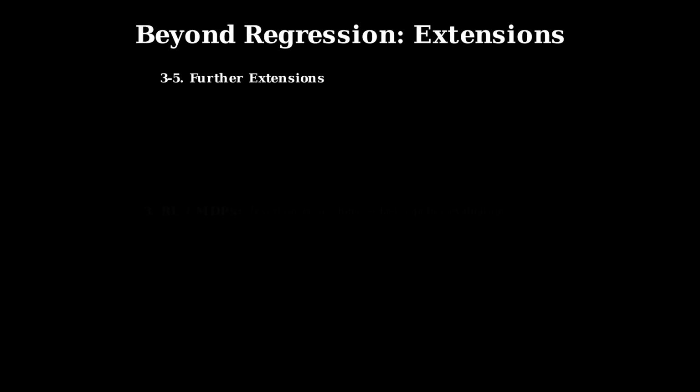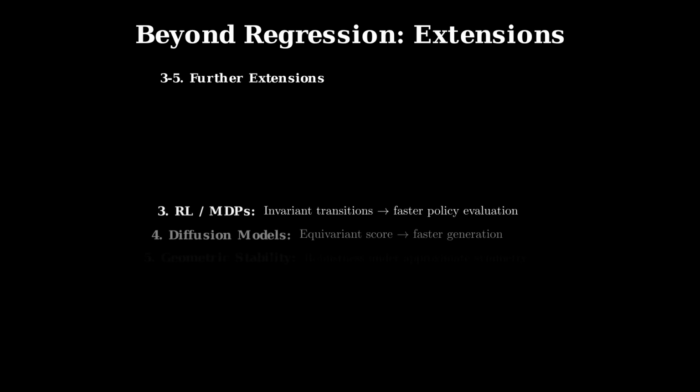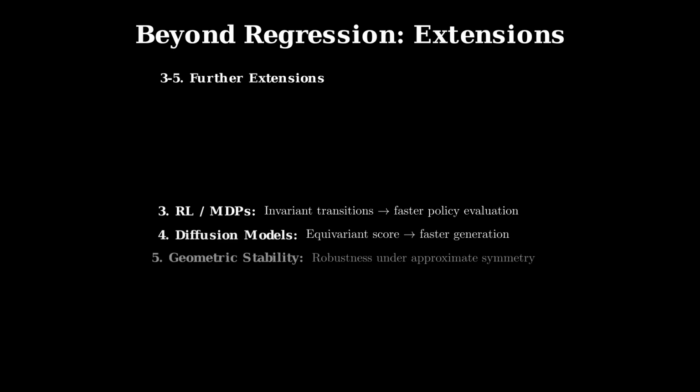Third, these ideas extend to reinforcement learning in MDPs, where invariance of the transition kernel leads to sample complexity gains for policy evaluation. Fourth, to diffusion models, where equivariant score functions learn faster. And fifth, to geometric stability results: how robust is the gain when symmetry is only approximate.